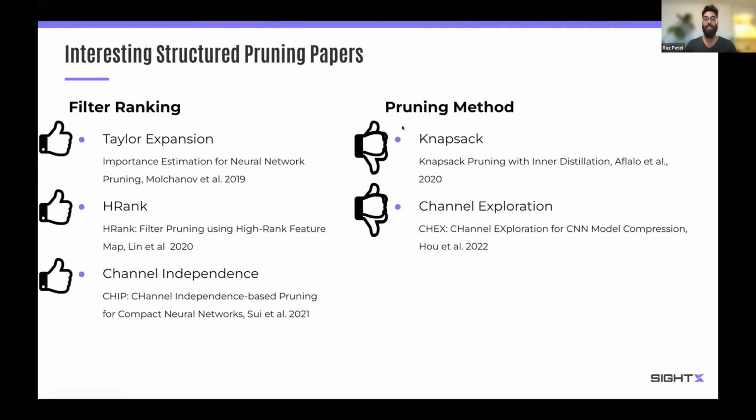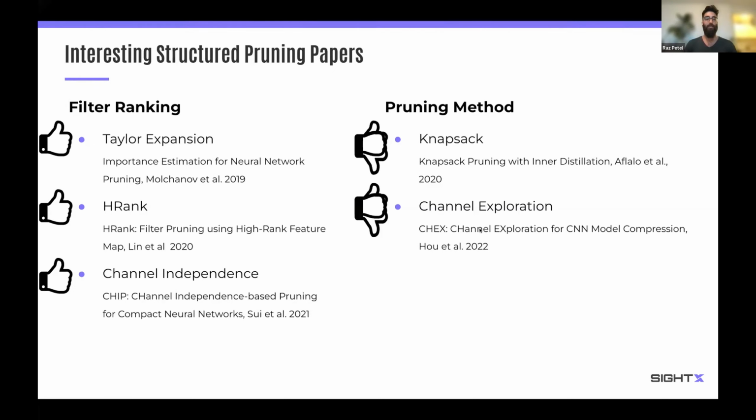And knapsack pruning, we started doing it. It's not that useful because it's very computationally expensive. Think about doing the ranking for each submodel for each iteration you prune. And the channel exploration, in my opinion, should give us better results, but we're still looking at it. It wasn't able to improve our result.